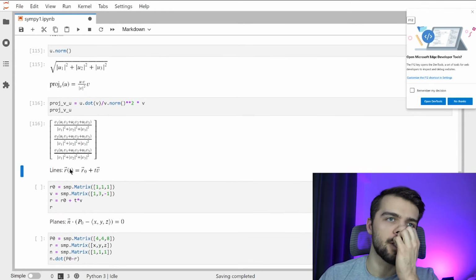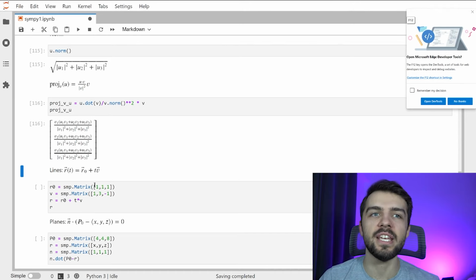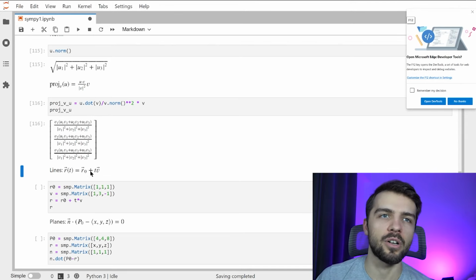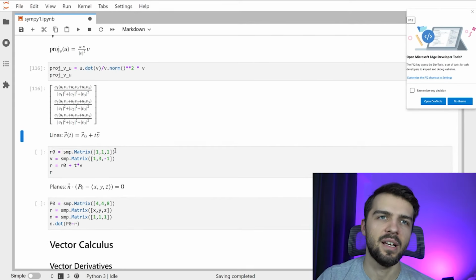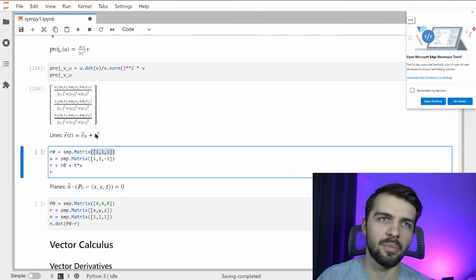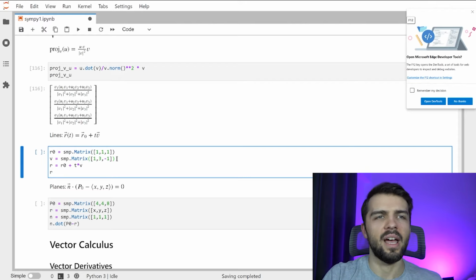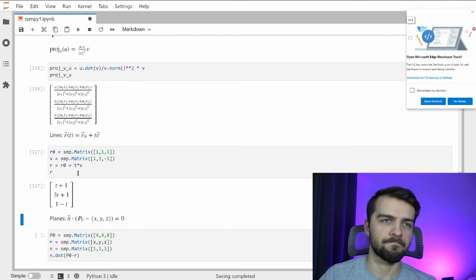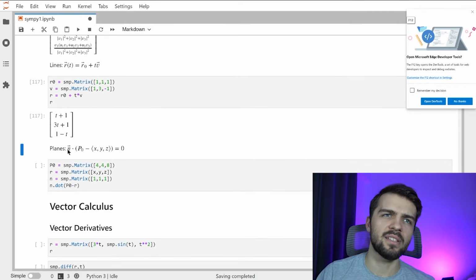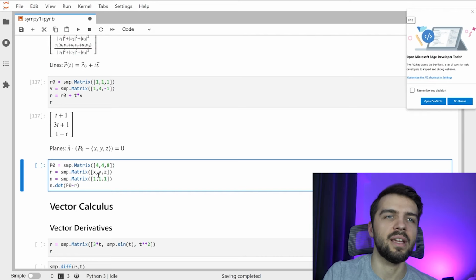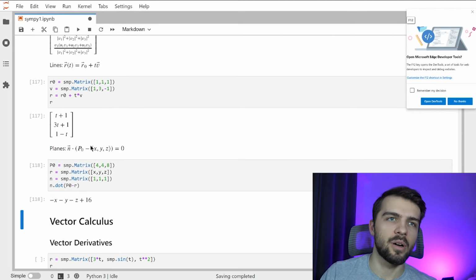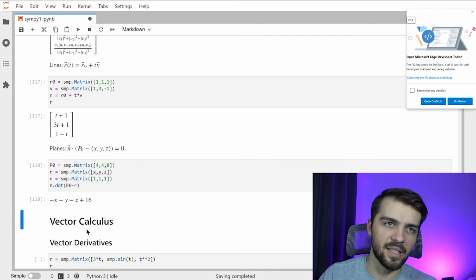I can define lines, so like a vector r is a function of t, equal to r0 plus t times v. That's the expression for a line in space. Here I give the point r0, the vector v, and I can define a line like that. Same thing with planes. I give a value of p0, which is a point, a value of n, which is a normal vector, and I can do n dot (p0 minus r), which is exactly this formula for a plane in space, and I get something that looks like this.